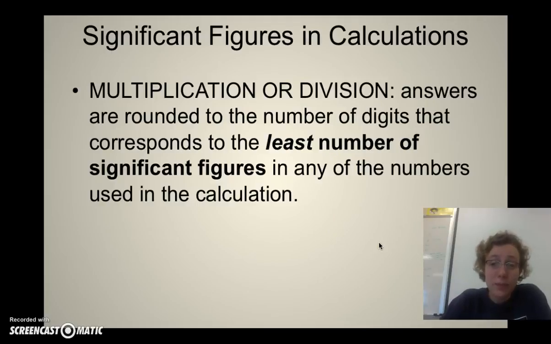For multiplication or division, your answer is rounded to the number of significant digits that corresponds to the least number of sig figs in any of the numbers used in the calculation. Okay, weird English. I hope it'll make more sense when I explain it.